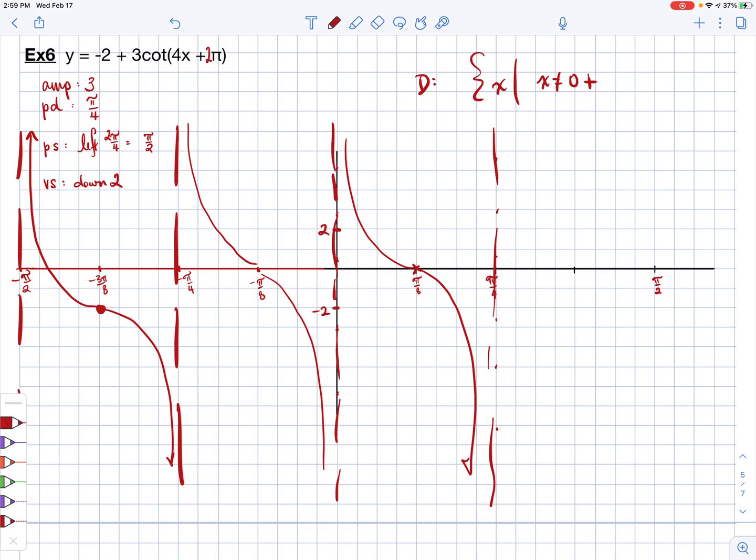So I'm going to say then it's 0 plus pi over 4 n. And remember that n can be negative, so that helps me to deal with both the positive and the negative asymptotes. Hopefully that's a help to you.